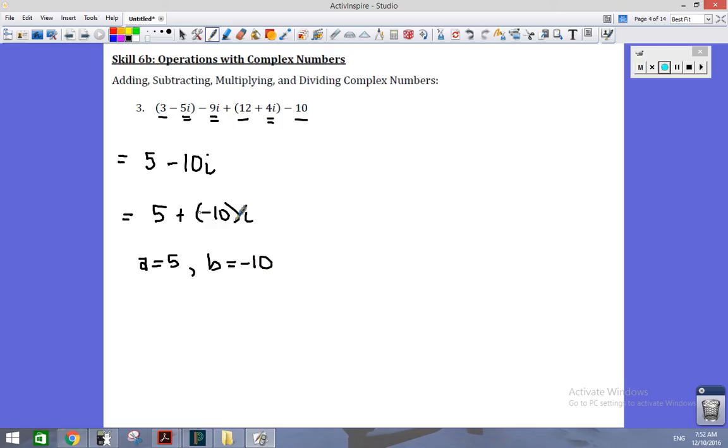Again, I'm not going to be that detail oriented. Some people might, so I'm going to accept 5 minus 10i without any problems, because from there it's still easy for us to say the real part is 5, the imaginary part is negative 10, and i is the imaginary unit.